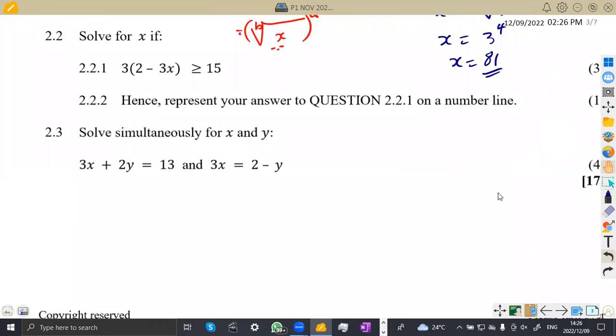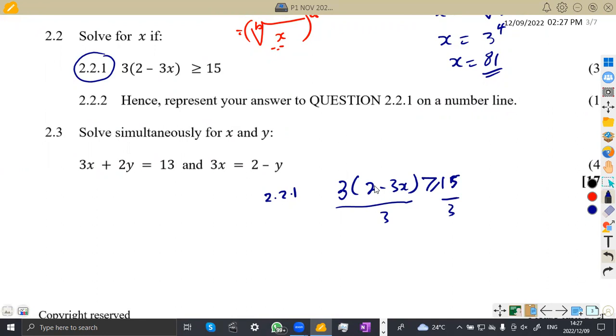2.2. So for 2.2.1, we're given an inequality: 3 into 2 minus 3x is greater than or equal to 15. There are many ways you can do this: you can expand the brackets by 3, or you can choose to divide by 3 on both sides, because 3 is not actually affecting anything. If we divide by 3, we remain on this side with 2 minus 3x, which is greater than or equal to 15 divided by 3, that is 5.